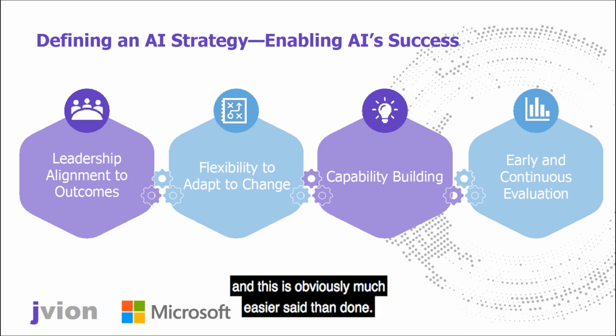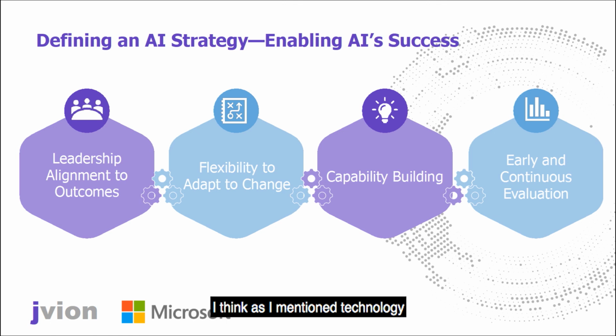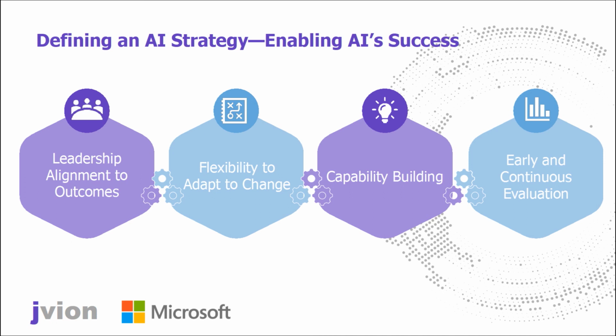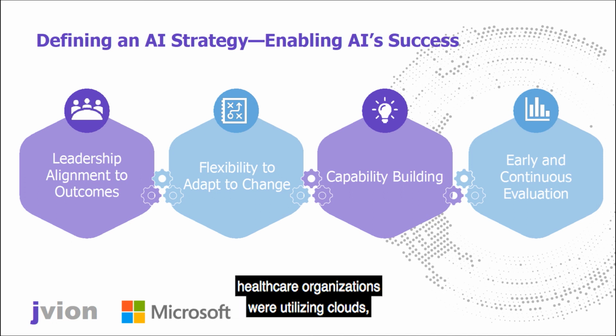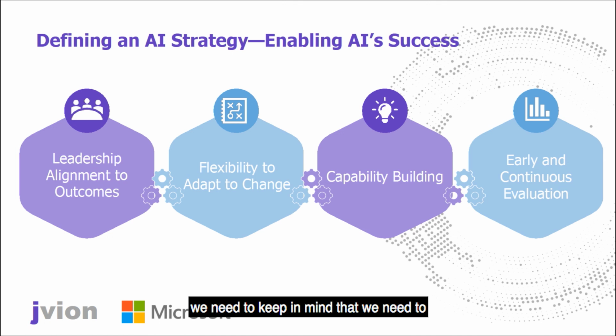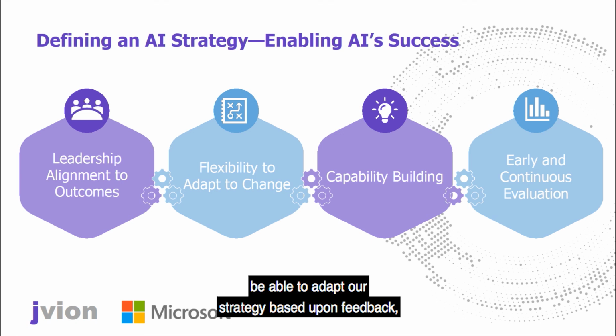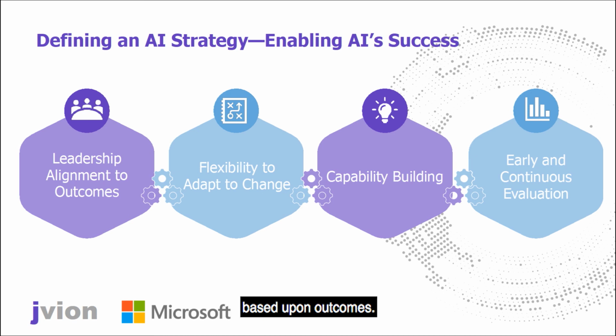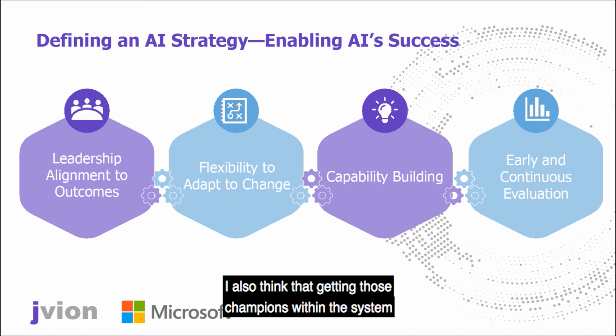The second one is the flexibility and the ability to adapt to change, which is obviously much easier said than done. Technology is changing so rapidly. I've been at Microsoft for 6 years, and when I came to Microsoft, hardly any healthcare organizations were utilizing cloud. That's changed. AI is now being implemented across organizations. With these changes happening so rapidly, we need to be able to adapt our strategy based upon feedback and outcomes. I also think getting those champions within the system, and maybe that goes back to leadership a little bit, matters.